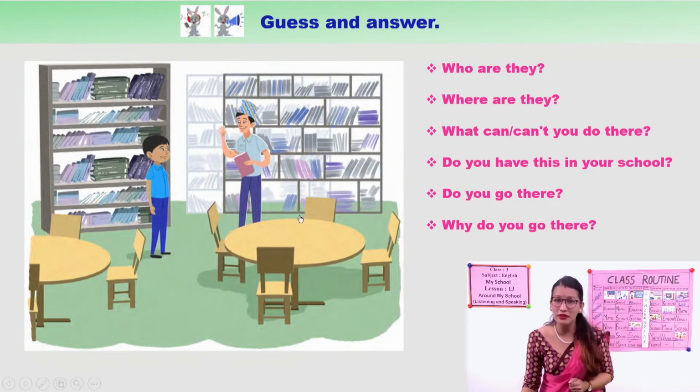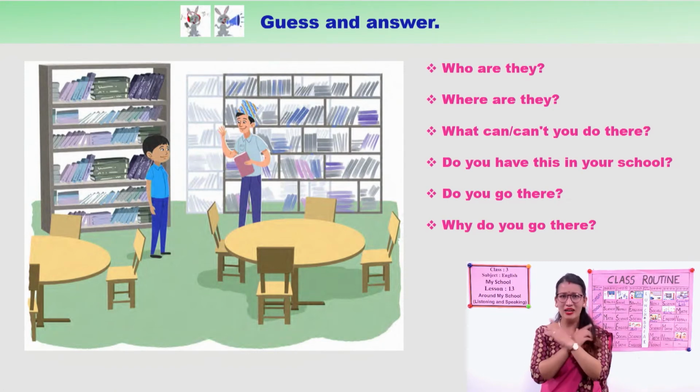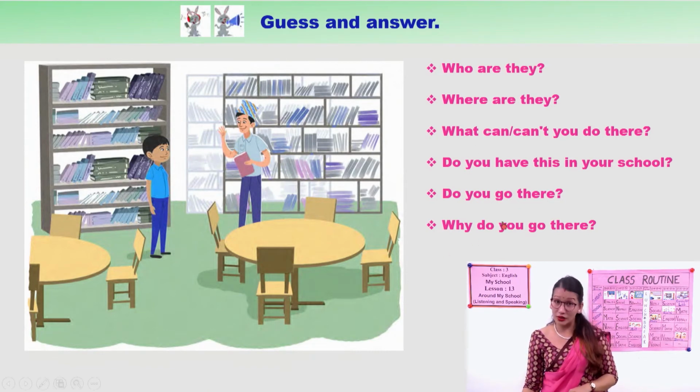Good. Do you have a library in your school? Say it in a sentence. Yes, I have a library in my school. No, I don't have a library in my school. Yes? Do you go there? Yes, I go there. Or no, I don't go there. There are some students who never go to the library. I know that. Do you go to the library or not? Going to the library is a very good habit. You have to read books. Yes?